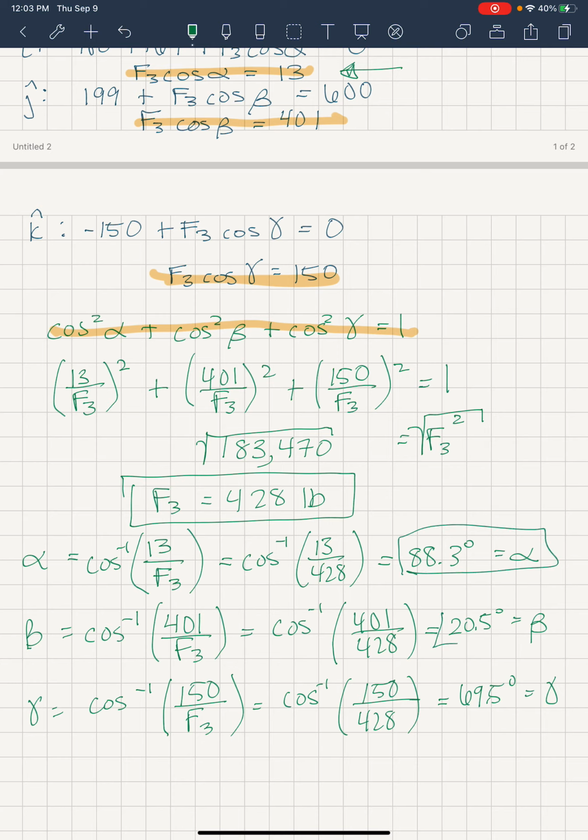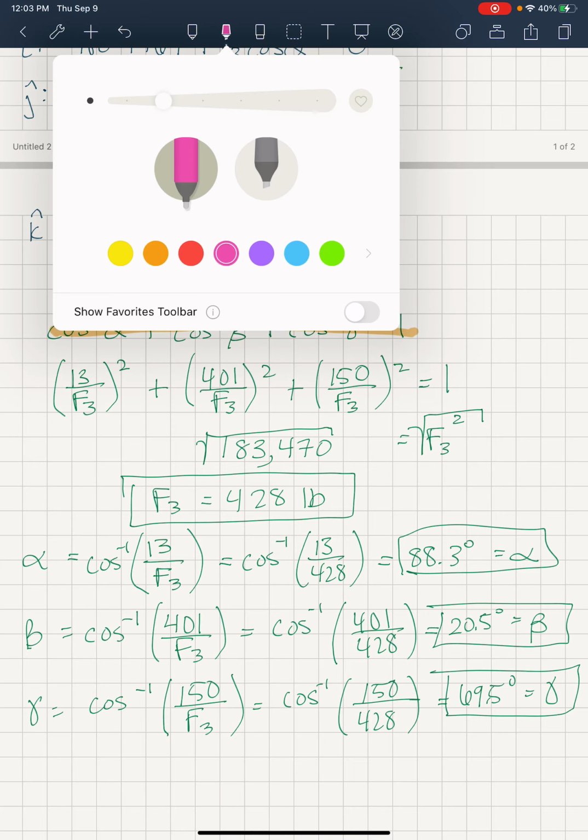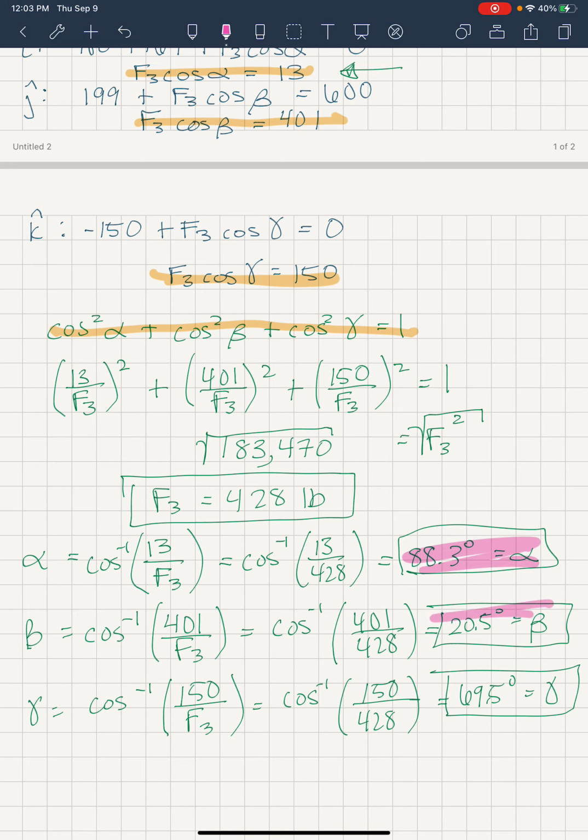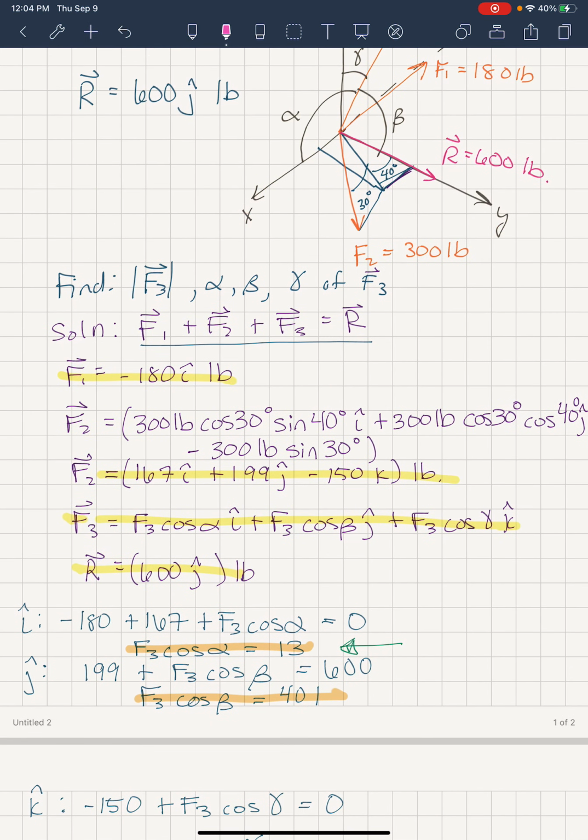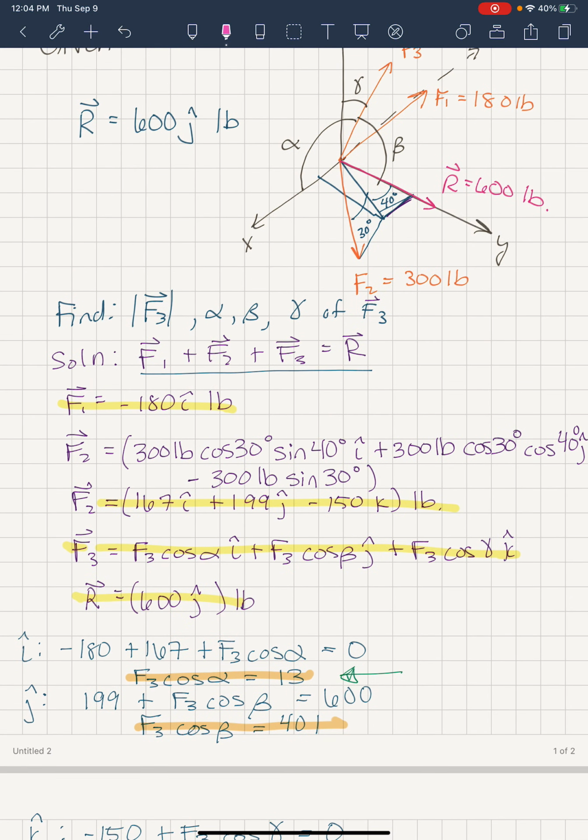So now we have the magnitude of F3, and we have alpha, beta, and gamma. And I'm just going to highlight those so they're easy to see. So alpha, beta, gamma, and F3. And then we'll go back up and look at the problem one more time. So they asked us to find the magnitude of F3, alpha, beta, and gamma. So we're all set.